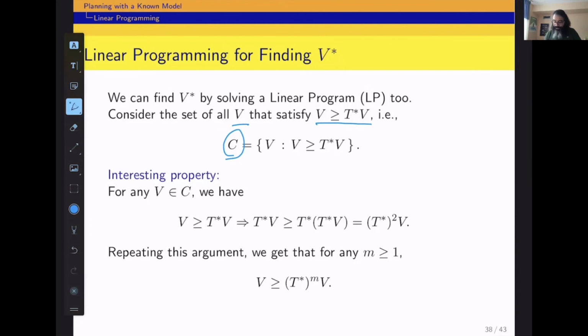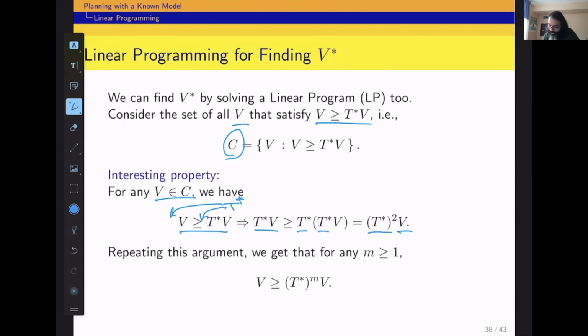What is the property? For any V in that space, we can apply the Bellman optimality operator to it once. Based on the monotonicity property, we get a result like this. I apply T star to both sides to get T star V is greater than or equal to T star of T star V, or T star to the power of 2 of V.